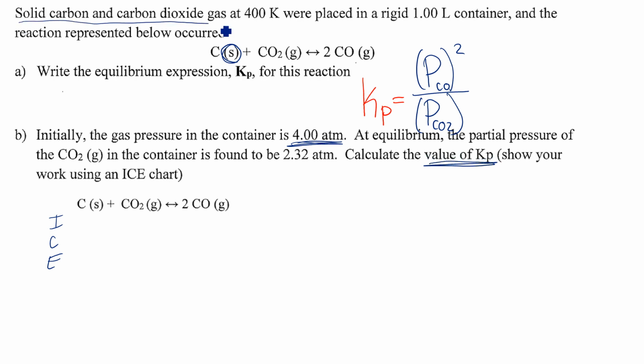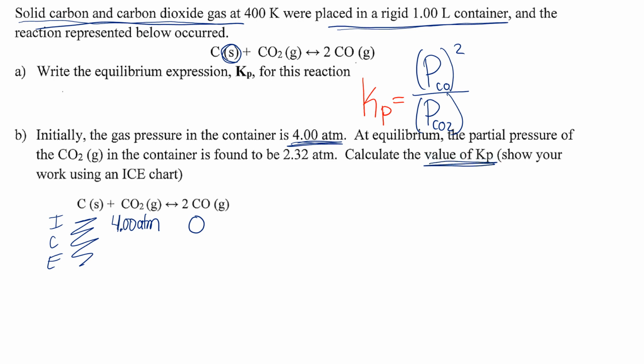Solid carbon and carbon dioxide gas are placed in a container. Aha, so that means that I am starting with pure solid carbon, which we can ignore because it's not part of our K expression. And then the only gas I have initially is carbon dioxide. So when we say the initial gas pressure is 4 atmospheres, that means the pressure of CO2 is 4 atmospheres. We just have to make sure we read the setup carefully so we can figure out what's what. Okay, and I'm starting with pure CO2, no carbon monoxide initially. So that's going to be 0.